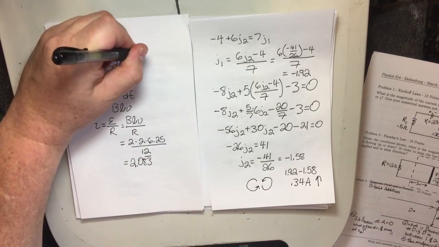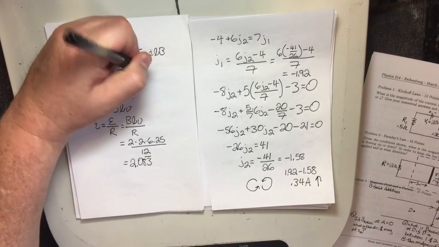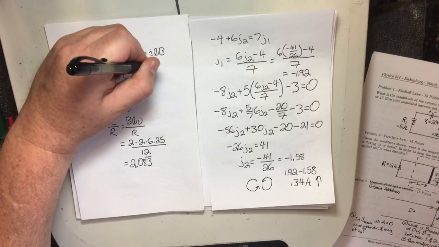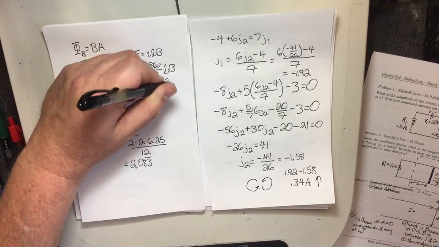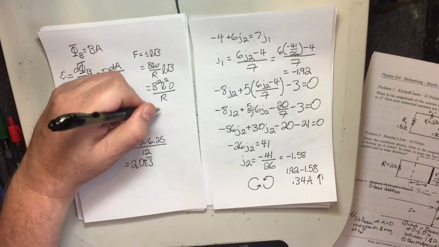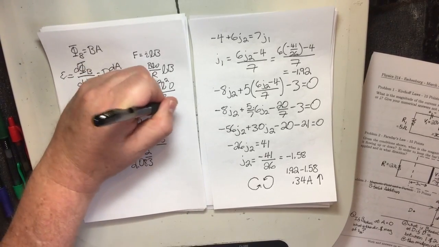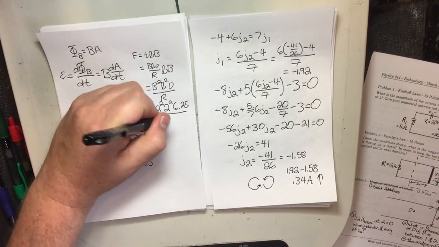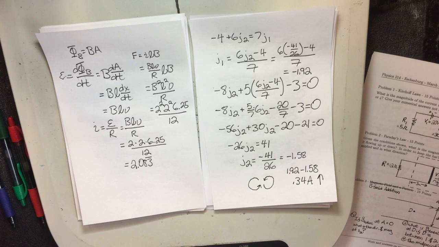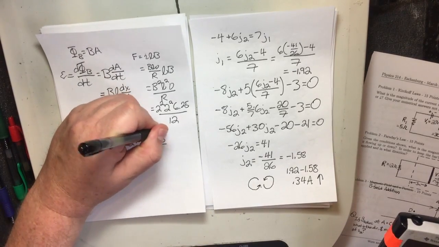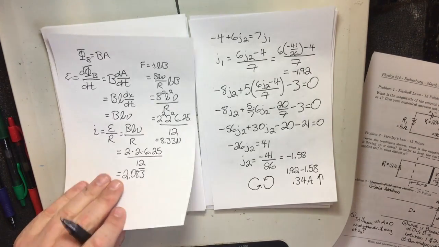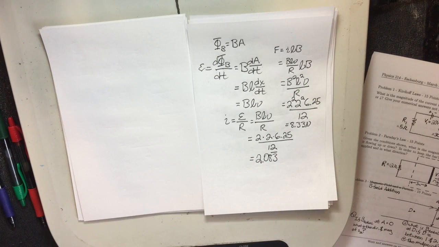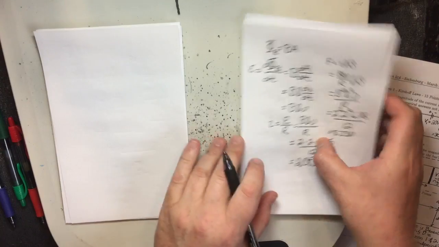The force on the bar is ILB. I is BLV over R. This is LB. So this becomes B squared L squared V over R, or 2 squared times 6.25 divided by 12. So the force is 8.33 newtons. And so that's the force on the bar. Now everything is based on the direction of the current and the magnetic force.